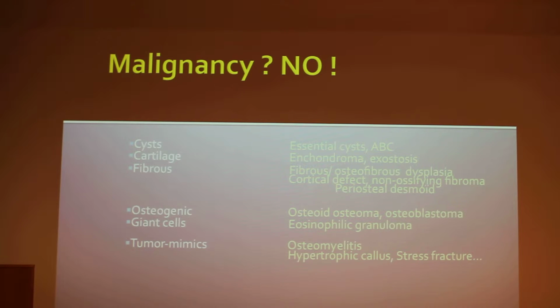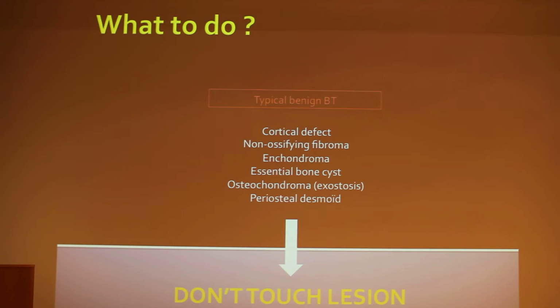I'm not going to describe all the benign lesions because it would be way too long and too boring for you. I'm going to only focus on what you should absolutely know, what we call don't-touch lesions. Don't-touch lesions are typically 100 or 200% benign lesions that you must know in everyday practice.